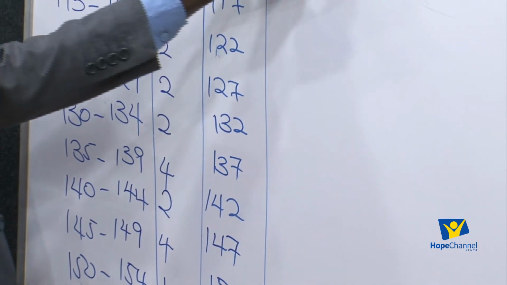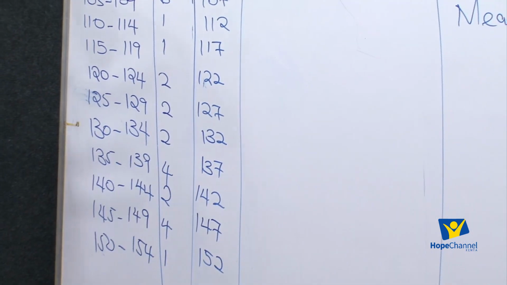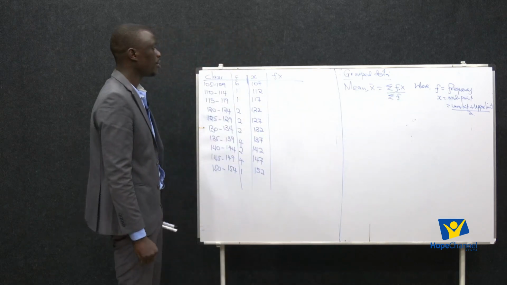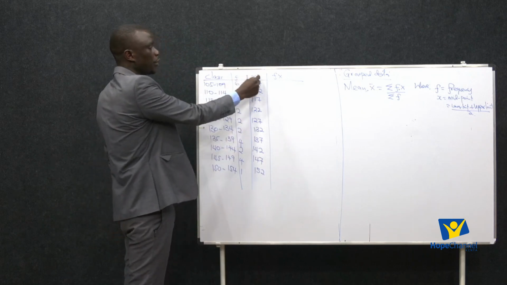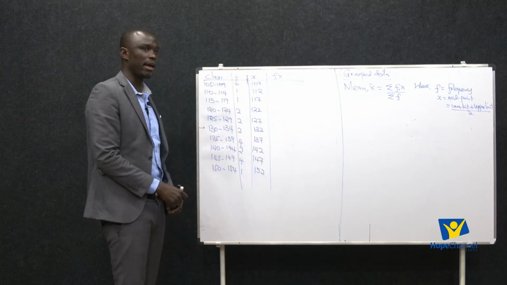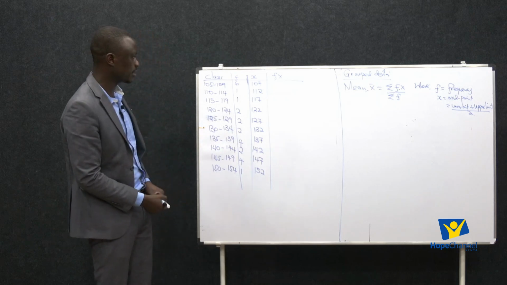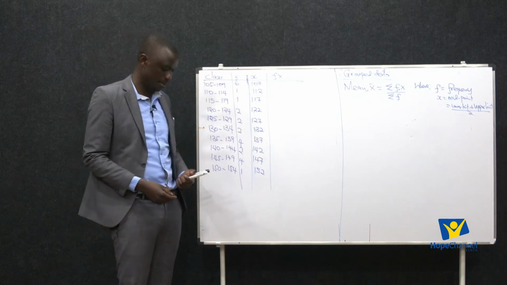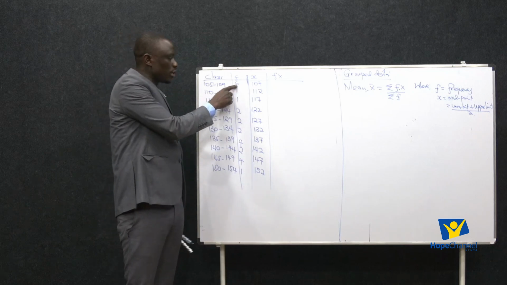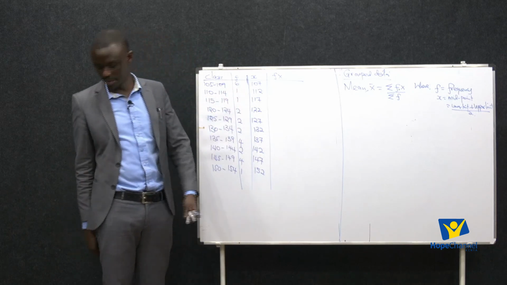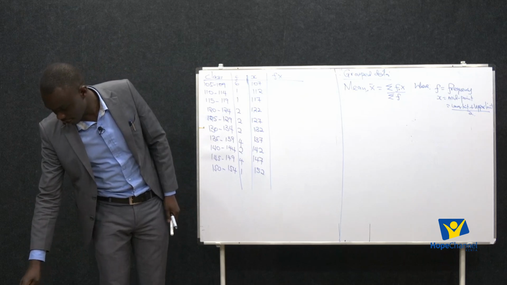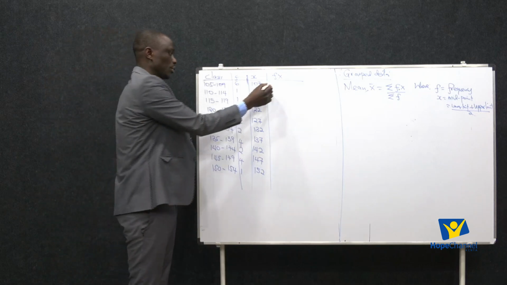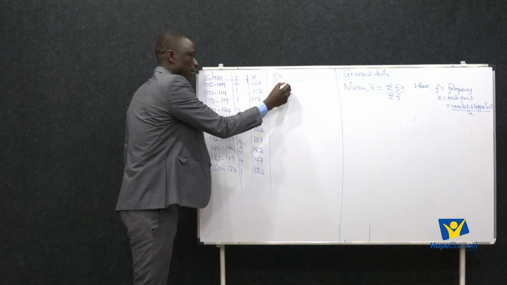So we need to introduce a column of fx, because we need the sum of fx, meaning that f we need to multiply by x. We can multiply and fill up this column. Like in this case, we are talking about 6 times 107. Let me just give you an example. 6 times 107, what is that? 642. So you will complete this one, 642.